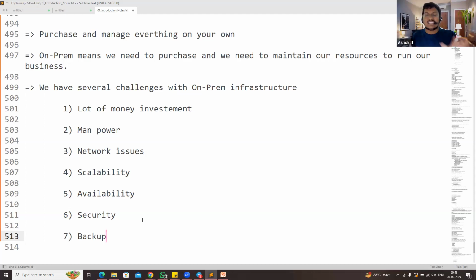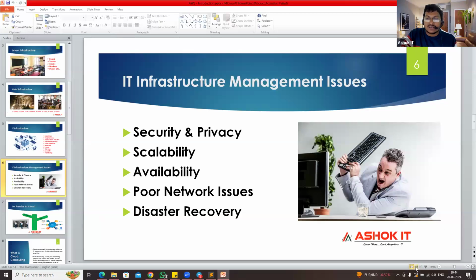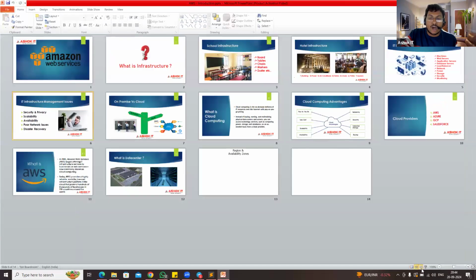Systems which are corrupted, systems which are collapsed, your total building is collapsed, your systems are gone, your servers are gone, your data is gone. How do you get it back? Backup and recovery. So these all are the challenges we need to face. You should be ready to handle these challenges when you want to maintain the infrastructure on your own. If you are managing your infrastructure on your own, that is called on-prem infrastructure.